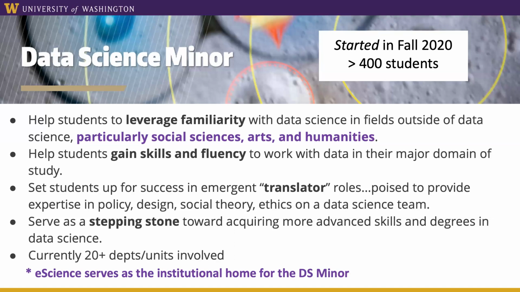It currently involves over 20 different departments on campus. That means it includes courses from over 20 departments, and there's a way for departments to apply to add new courses to the minor. Again, it's been really helpful for the eScience Institute to serve as a home for the minor, because it didn't look like one part of campus was going to own and control this minor, which would have made it much harder to push this through and to have collegiality across departments.